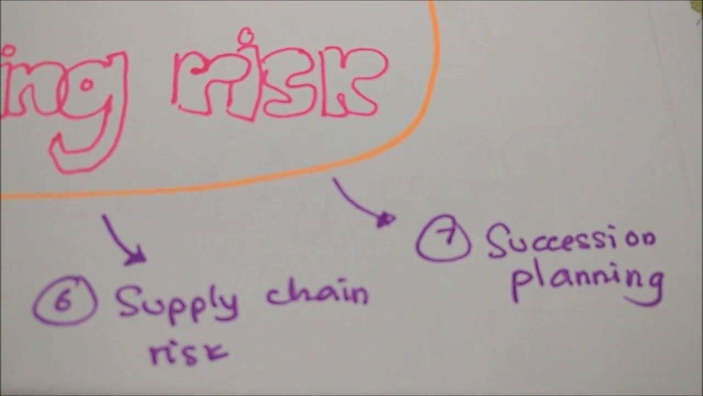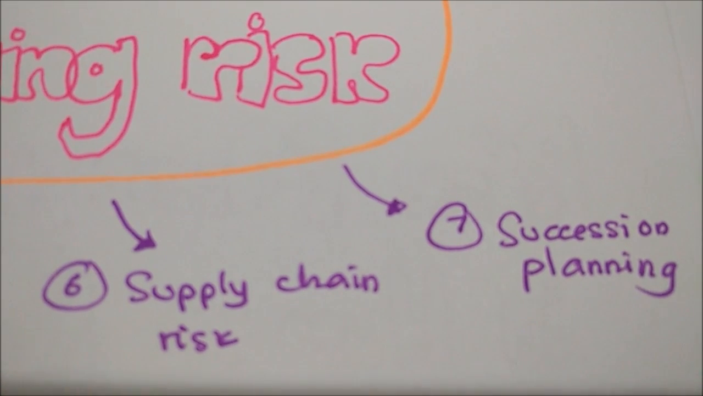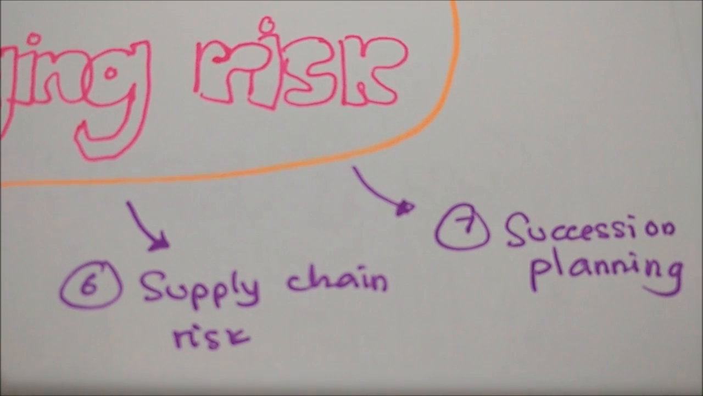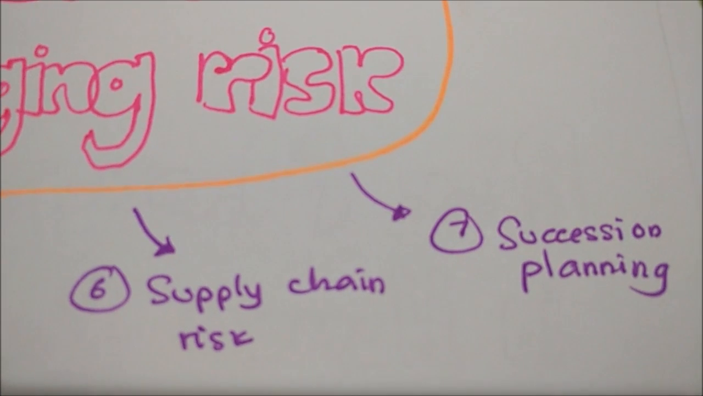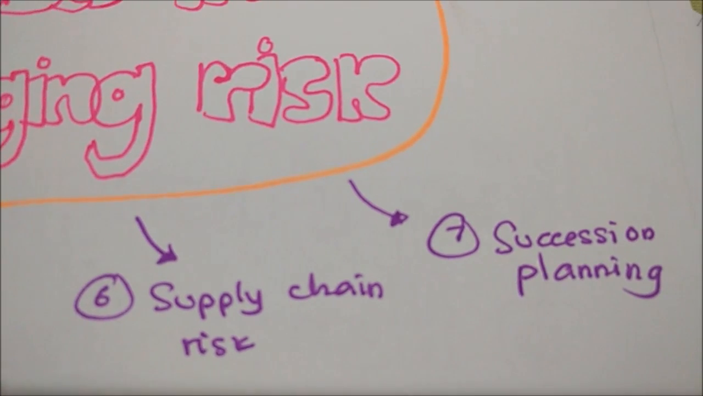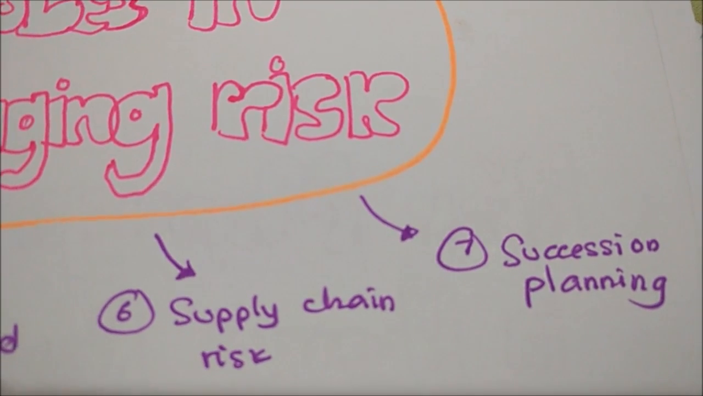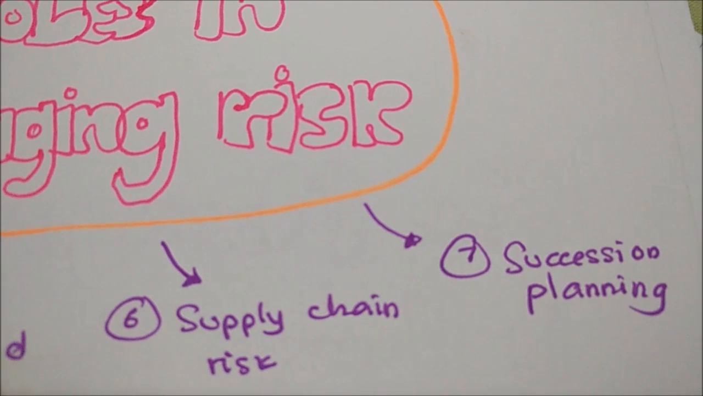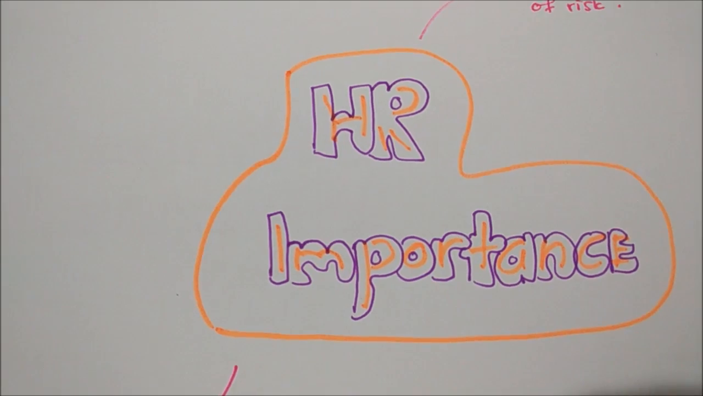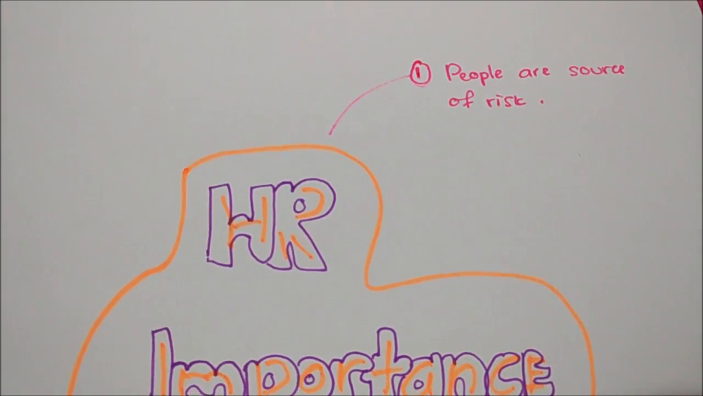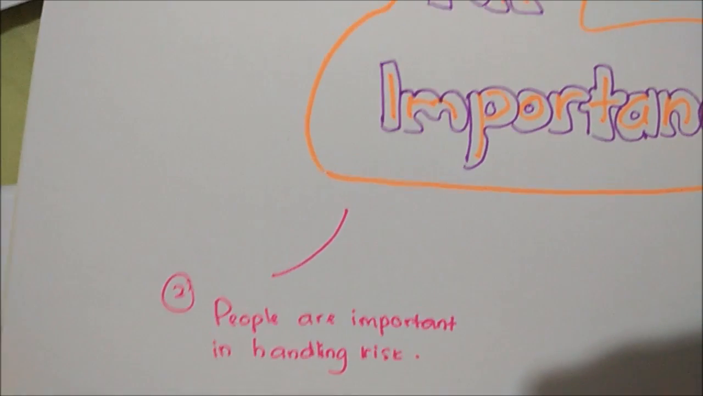Succession planning. Human resources plays a critical role in leadership development and should be investing time and money in the leadership pipeline of the future. Not having a future leadership plan in place can cause share prices to plummet and even leave the organization. Human resources' importance is divided into two: people are a source of risk, and people are important in handling risk.